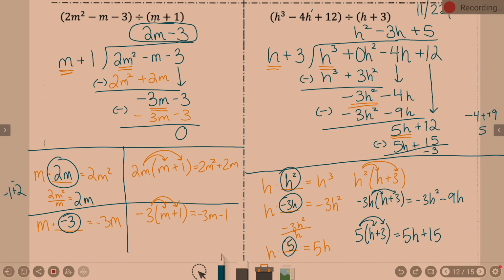And then finish this off. I have a remainder of negative 3. What am I going to put that negative 3 over? My divisor of h plus 3. So since this is a minus 3, I'm going to say minus 3 over h plus 3. If that was a positive, I would have said plus. Okay. Is that it? That's it.